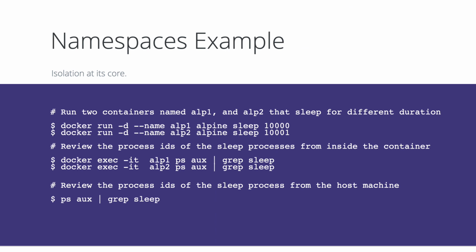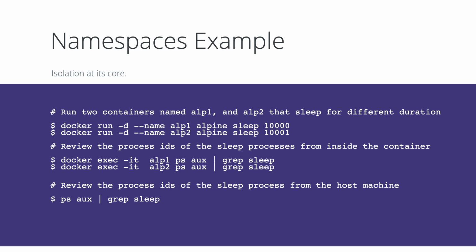As an example to review the namespaces, let's try running two containers from an Alpine image named alp1 and alp2 that sleep for different durations. The first container, alp1, sleeps for 10,000 seconds. The second container, alp2, sleeps for 10,001 seconds. We can then find out the process ID of the sleep processes that are running inside the containers using the docker exec command. Docker exec helps in executing commands inside a running container.